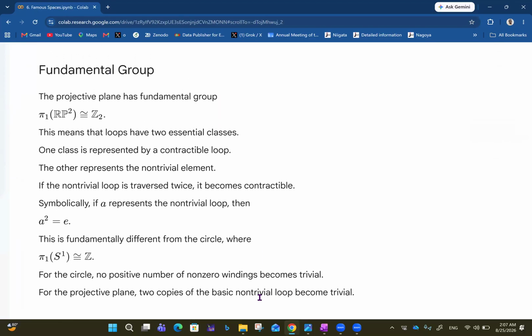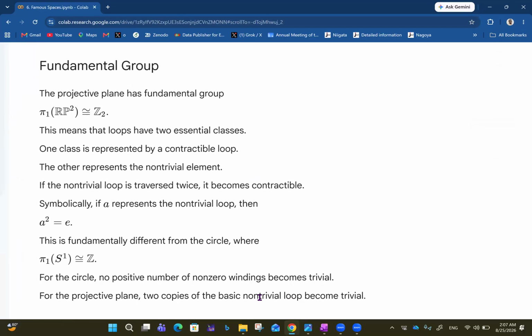Then we have the fundamental group. The projective plane has fundamental group, that is, pi 1 of RP squared is isomorphic to Z2. Z2 contains 0 and 1. This means that loops have two essential classes. One class is represented by a contractible loop. The other represents the non-trivial elements. So 0, 1 like that. If the non-trivial loop is traversed twice, it becomes contractible. Symbolically, if A represents the non-trivial loop, then A squared is equal to E.